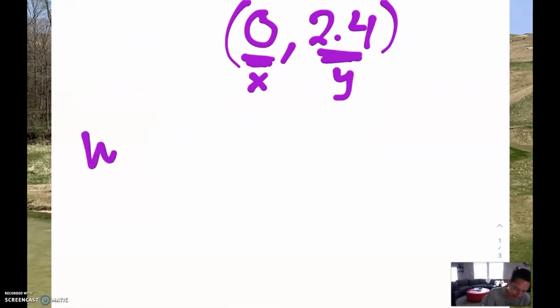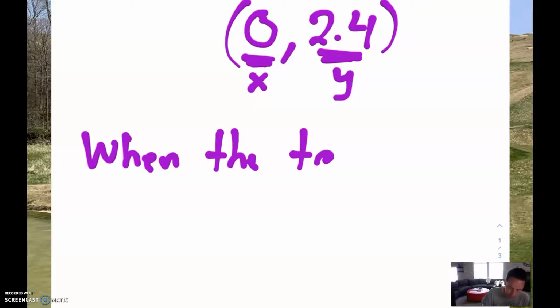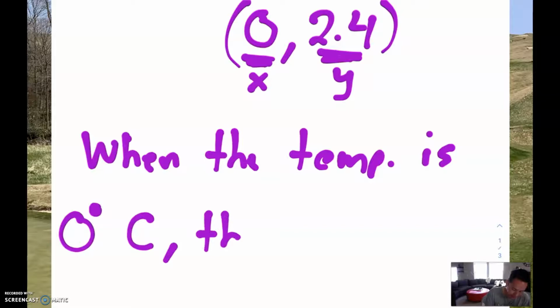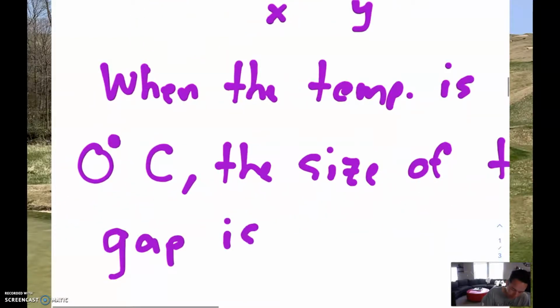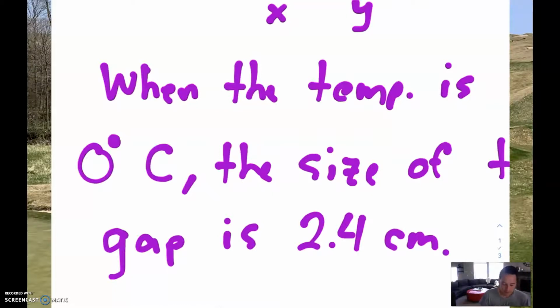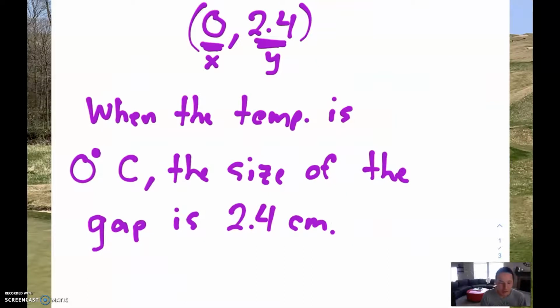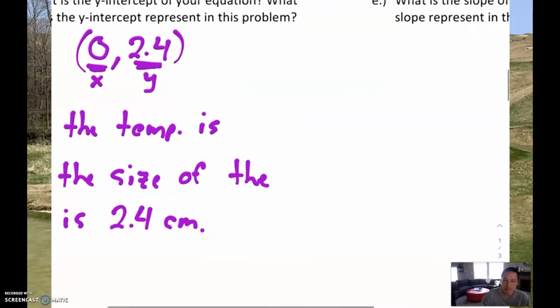So I'll make a note of that. When the temperature is 0 degrees Celsius, the size of the gap is 2.4 centimeters. It's not a very big gap. It's not like you're going to fall through or anything, but there is a gap there which allows it to expand. So that's when it's nice and chilly. When it's 0 degrees, the gap is 2.4 centimeters.